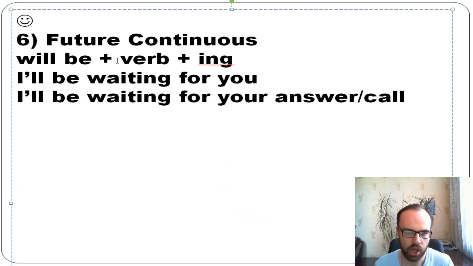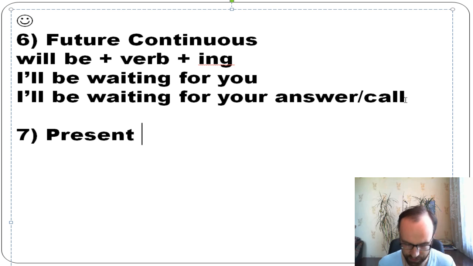You see, I'll be waiting for your call. You can say I'll wait, yeah, it's okay. But if you say I'll be waiting, so we put an emphasis on the duration. So we want to emphasize that it's really important, that we are really waiting for it with impatience. We want it to happen. We really want it to happen. Okay, so it's easy. So let's look at the next group, perfect.